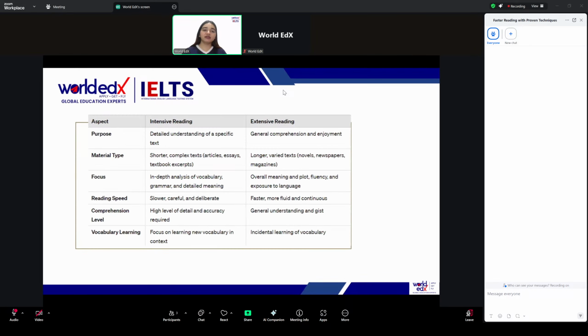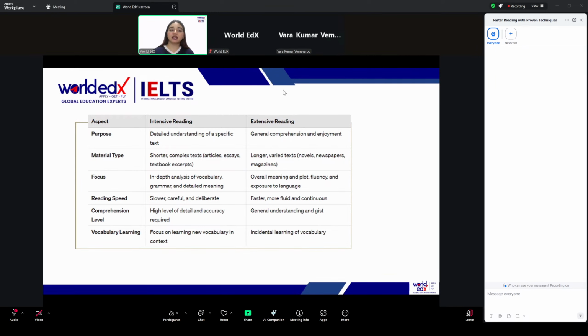When we talk about intensive reading technique, it is the detailed understanding of a specific text. So when you are intensively reading, you're basically scanning, or you're trying to locate a particular word. That is called intensive reading. When we talk about extensive, it is very much similar to the skimming technique. That means you just get a general idea, you get the general gist, and then you start reading the questions again. When we talk about the intensive reading, it means that you are reading everything. You're reading from the beginning to the very end.